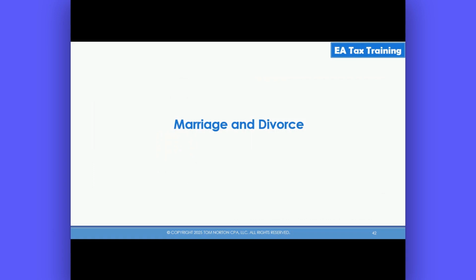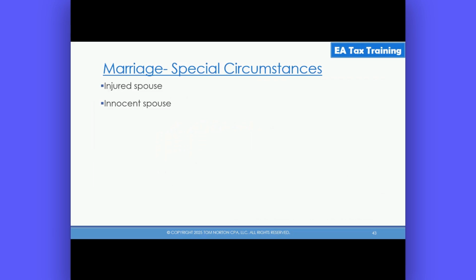Our next topic is marriage and divorce. First thing we want to talk about is injured spouse and innocent spouse. One important thing to know is that these are two separate things. So sometimes people get them confused or they think they're the same thing, and they are not. They are actually very different things. We're going to talk about each of them, injured spouse and innocent spouse.